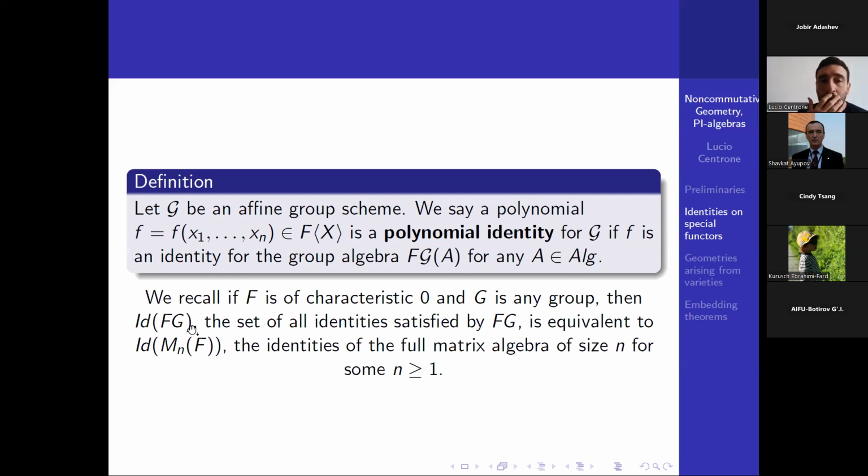So just to recall, if F is of characteristic 0 and G is any group, the identity of any group algebra coincides with the identity of matrices of size n for some n. This is a very classical result.